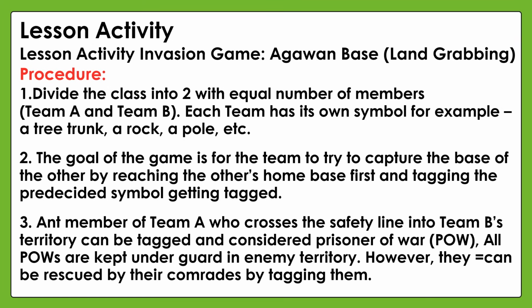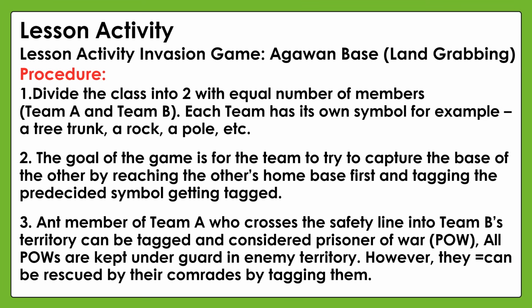Number 1, divide the class into 2 with equal number of members, Team A and Team B. Each team has its own symbol, for example, a tree trunk, a rock, a pole, etc. Number 2, the goal of the game is for the team to try to capture the base of the other by reaching the other's home base first and tagging the pre-decided symbol.